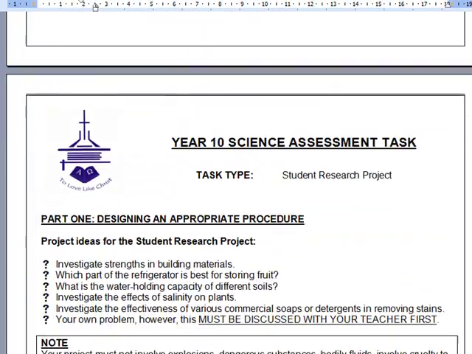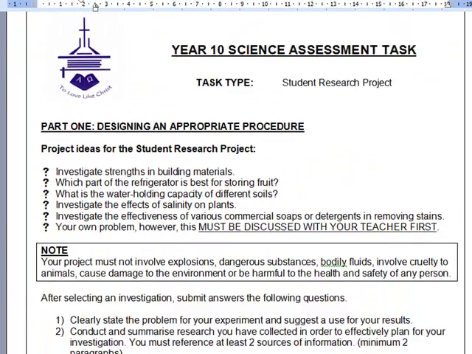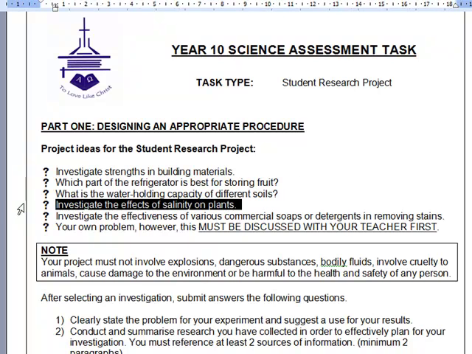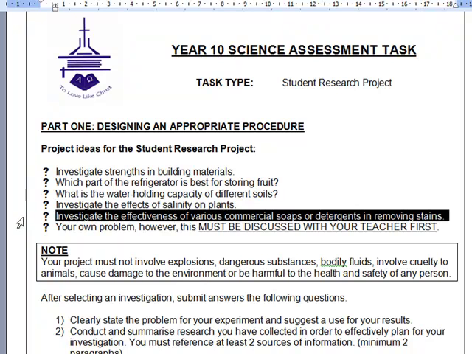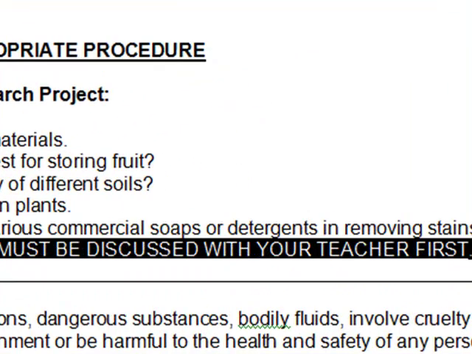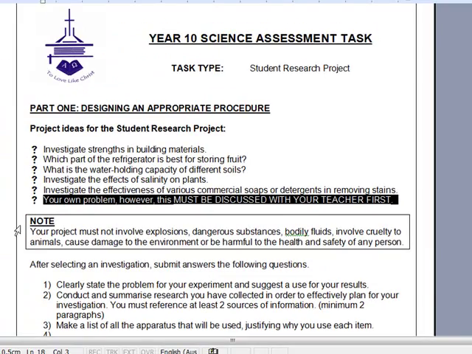Moving on down to our questions that you can possibly investigate. So we've got investigate the strengths of building materials, which part of the refrigerator is best for storing fruit, what is the water holding capacity of different soils, investigate the effects of salinity on plants, investigate the effectiveness of various commercial soaps or detergents in removing stains, and remember, of course, you can do your own problem also, but you must discuss this with your teacher first.